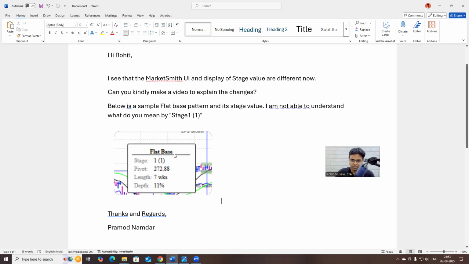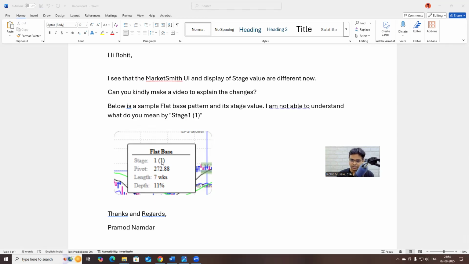So this is the name of the base. Pivot point, as you know, is marked as a green dotted line. That's the buy point. Length is 7 weeks, so this is probably taken on a weekly chart. Depth is 11%. This is base number 1, so it's the first base as per our diagram of the base, and it's the first time the base has formed. This could turn into 1A and then 1B becomes bracket 2.